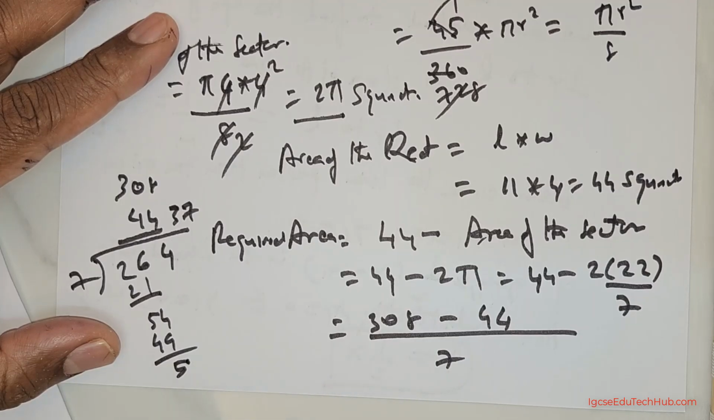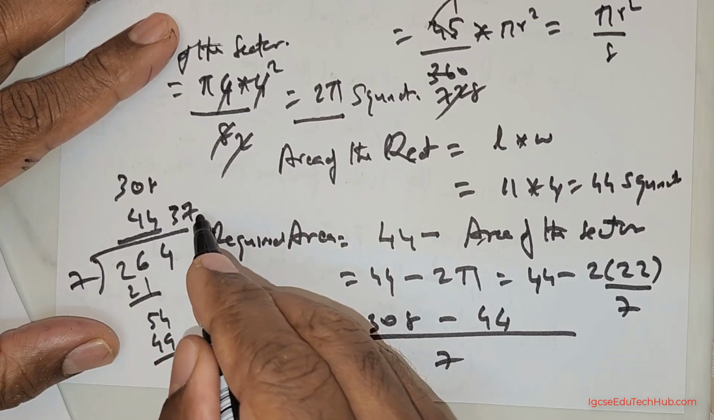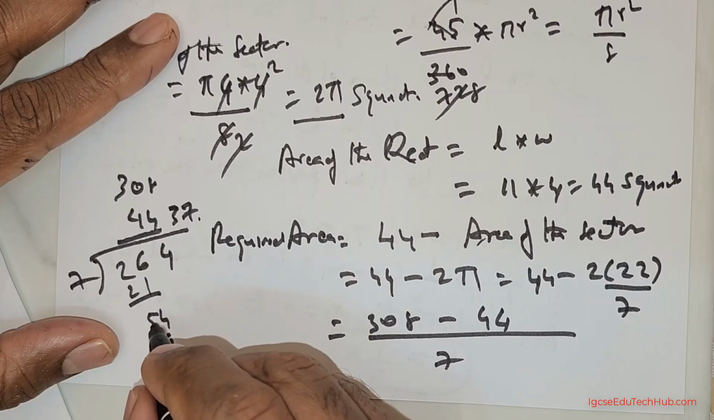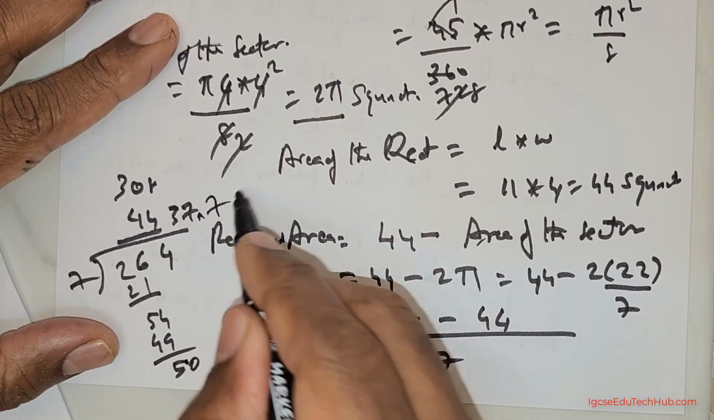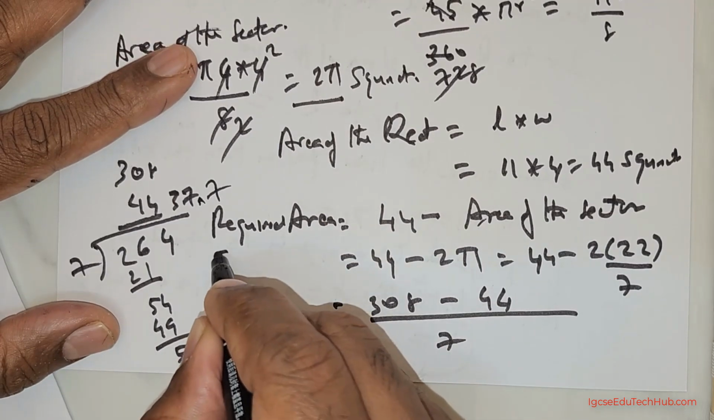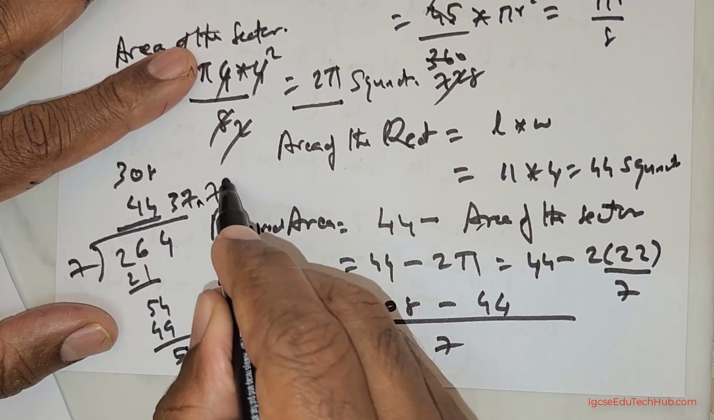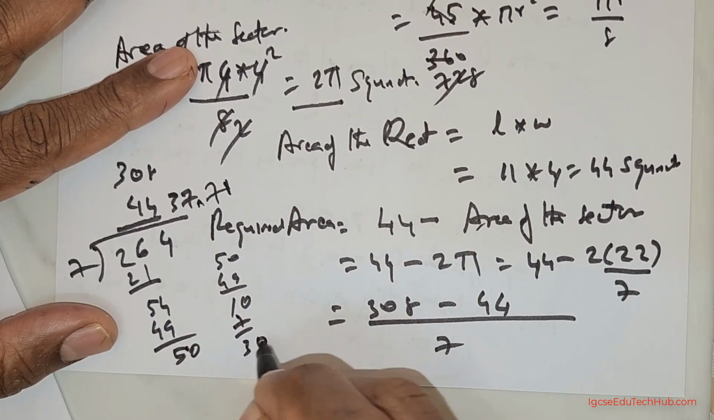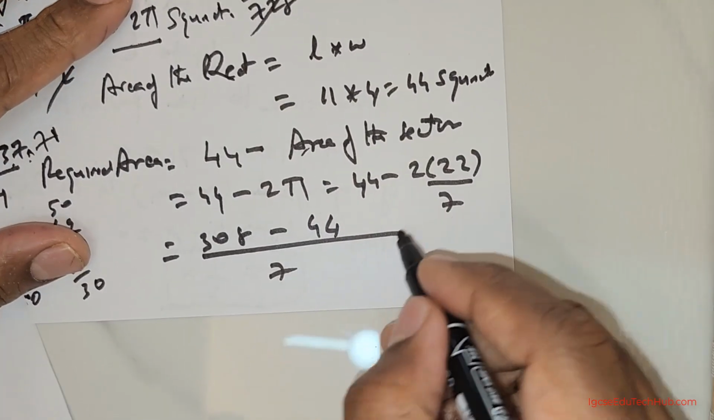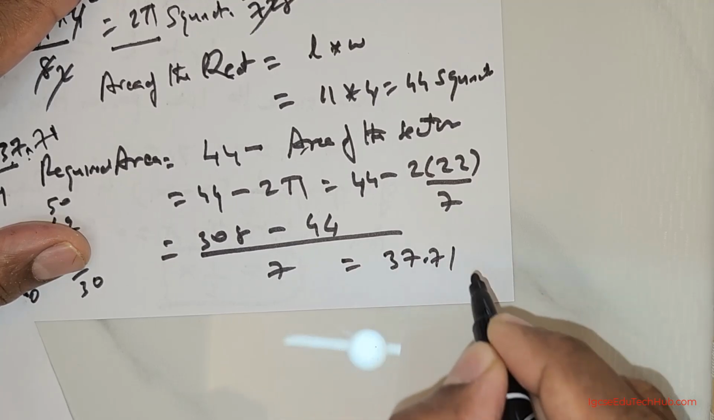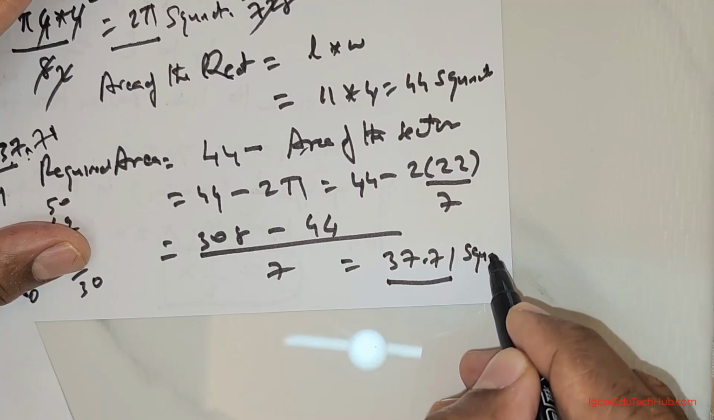So if you are going to be writing it as a percentage, now we need to get that decimal point also. So I'm going to place a dot there and add a 0, so I get 7 there. So 7 sevens are 49, 50 minus 49, 1. Add a 0 there. I have a 7 and I have a 3, add a 0. So 37.71 is okay. 37.71 is the required area, square units.